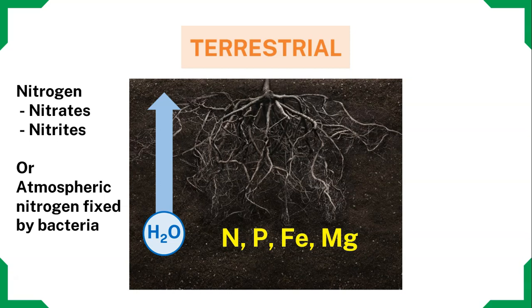The atmospheric nitrogen that's present in the air cannot be directly taken up by the plant, so it's either taken up as the nitrates and nitrites in the soil, or the atmospheric nitrogen is being fixed by some bacteria, and then it's being absorbed. An example of this is rhizobia.